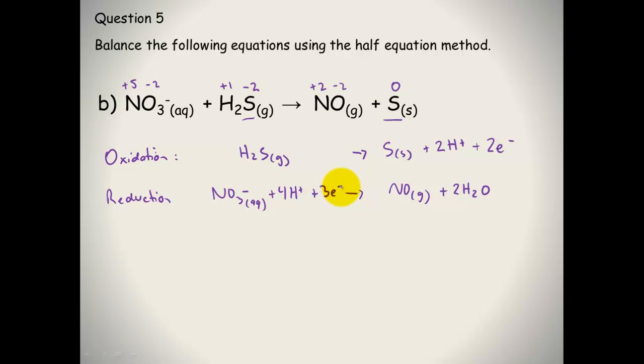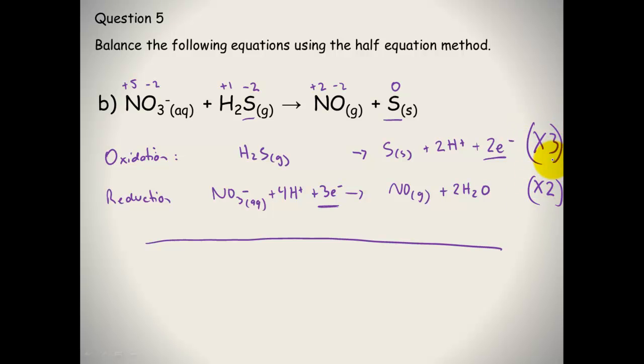Okay, so our next step is to make sure that these electrons here are even so that we can add those 2 half equations together. So I'm going to need to multiply this equation by 3 and this equation by 2. And I might just swap coloured pens to make it a little bit clearer for you. So that will become 3, 3, 6 and 6. And here we will have 2, 8, 6, 2 and 4. Now that we've done that, I can cancel out my electrons and add those 2 equations together.